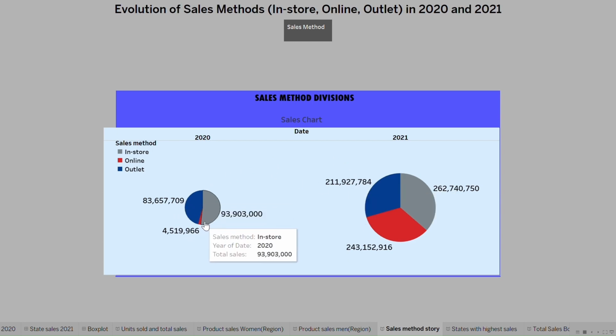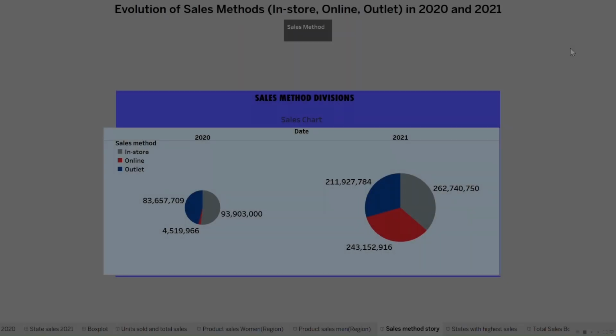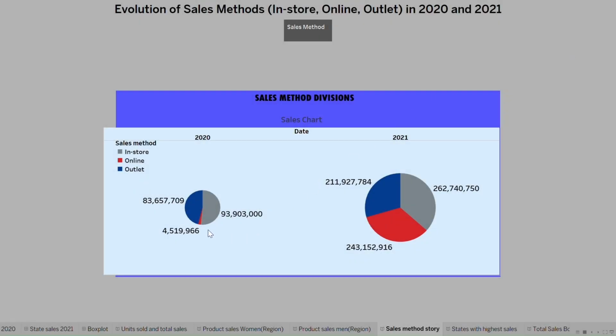But then look out for this, the online. This was a crazy increment from 4 million to 243 million. That's a huge increase from 4 million to 243 million. So this would definitely benefit Adidas, and I'm sure in the coming years it will continue increasing.